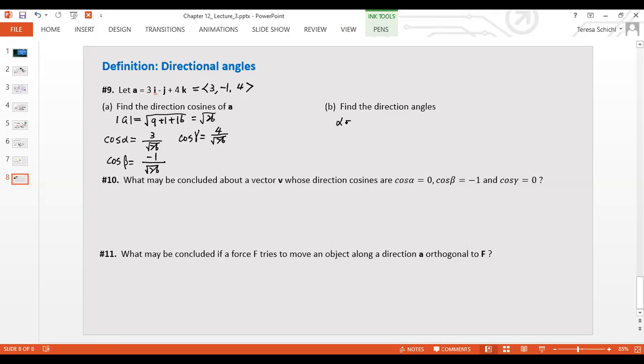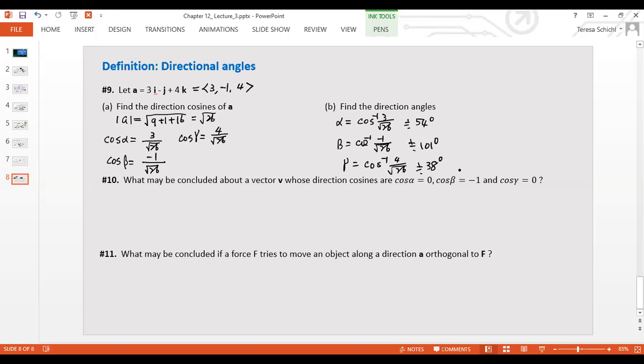So I said alpha is just equal to the arc cosine of 3 over the square root of 26. And beta is just equal to the arc cosine of -1 over the square root of 26. And gamma is just equal to the arc cosine of 4 over the square root of 26. Then use your calculator, you will get about 54 degrees, this is about 101 degrees, and this is about 38 degrees, right?